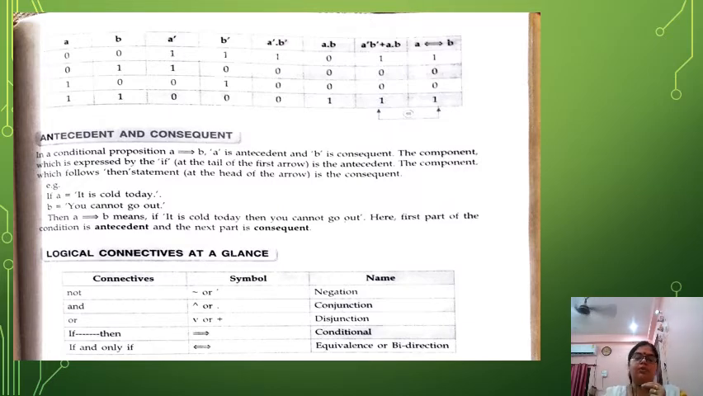Again, we are going to take a quick revision of what we have learned. Connectives: not sign is this, and sign is this, and or sign is this V, and or plus. This is also known as conjunction, this is known as disjunction, if then is conditional, and if and only if is equivalence. Not means negation, and means conjunction, or means disjunction, if then is conditional, and if and only if is equivalence.